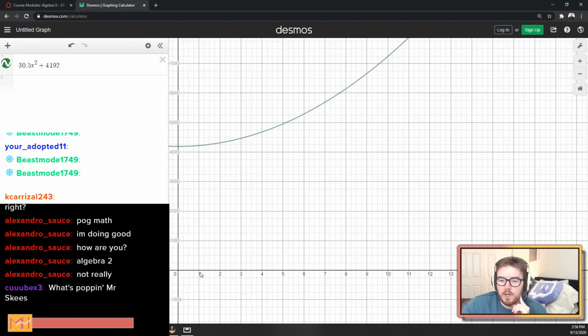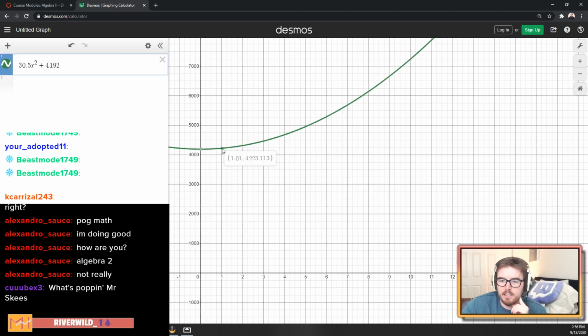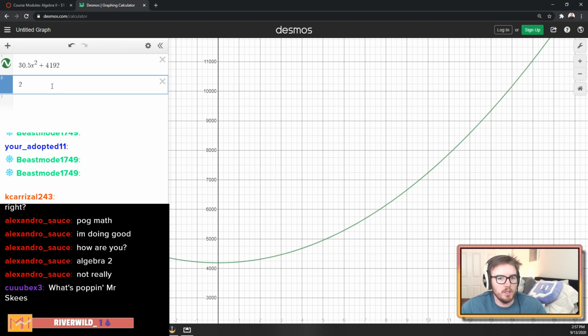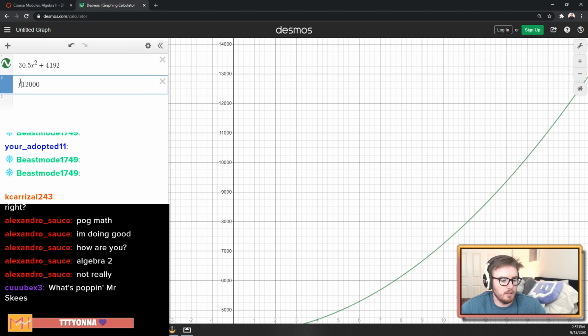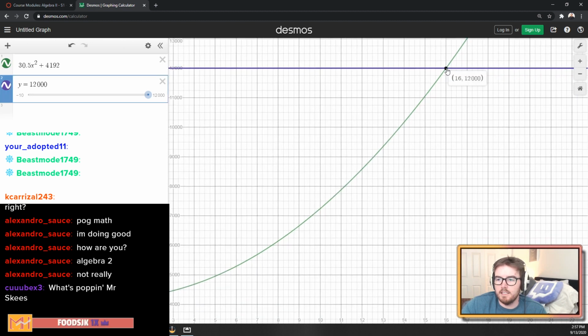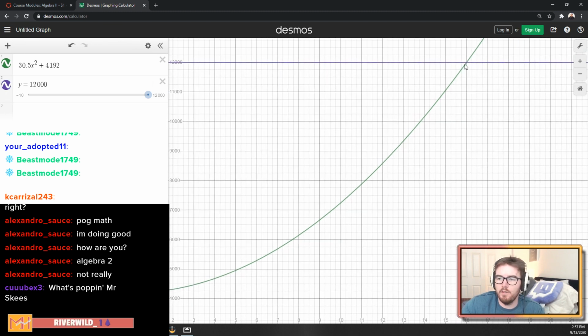So when 1 year passes, the cost of a car is now what, $4,200. When 3 years passes, it's now up to $4,500, right? When 6 years pass, it's now up to about $5,300. When 10 years have passed, it's now up to about $7,000. So when is it equal to $12,000 is the question. Right there. After 16 years, the value of a brand new car is up to $12,000.